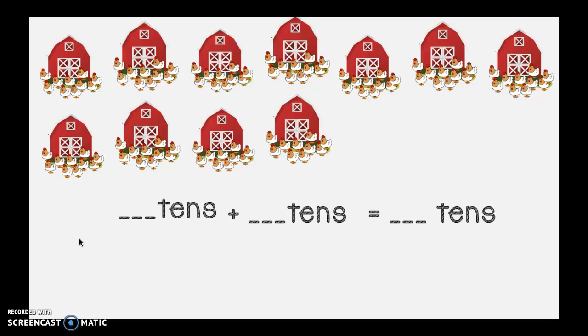So look at how many groups of 10 are in that top row, and then add them to the groups of 10 in the bottom row. Press play to check yourself and see how you did.